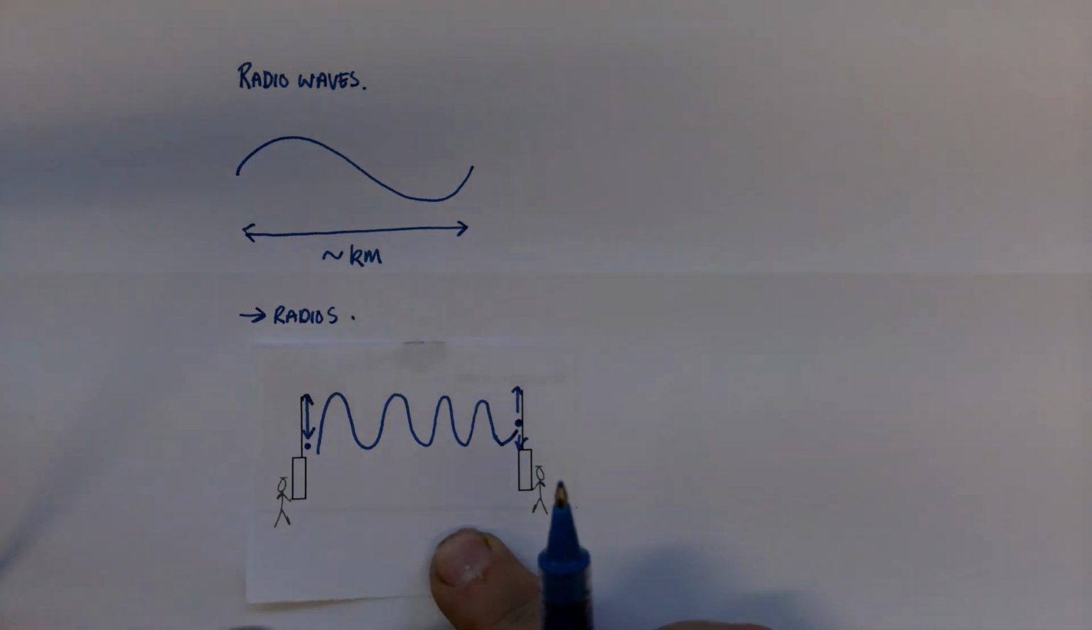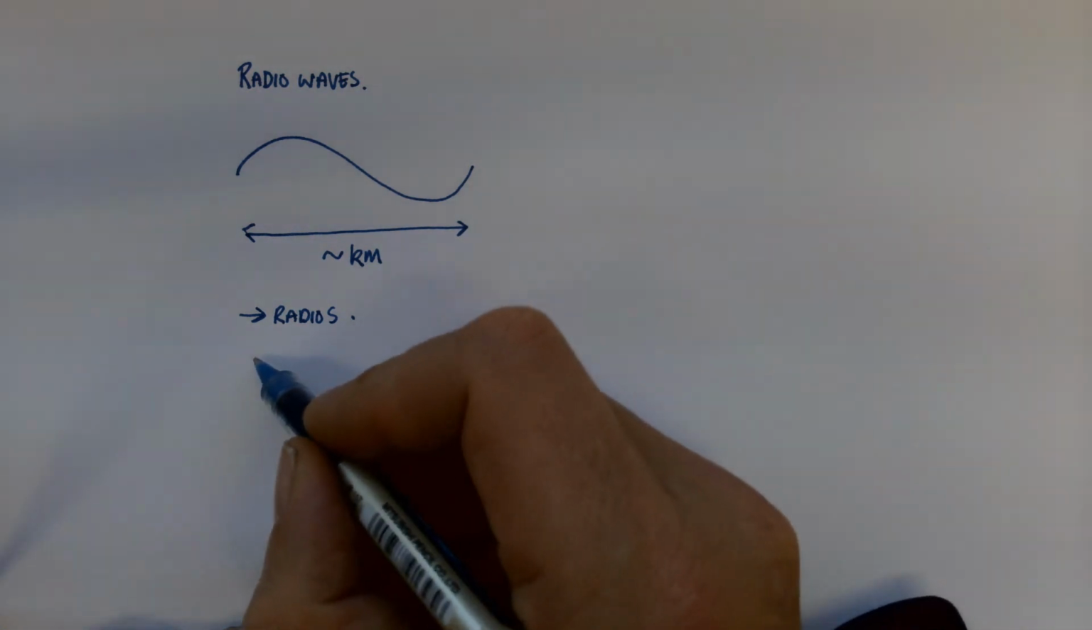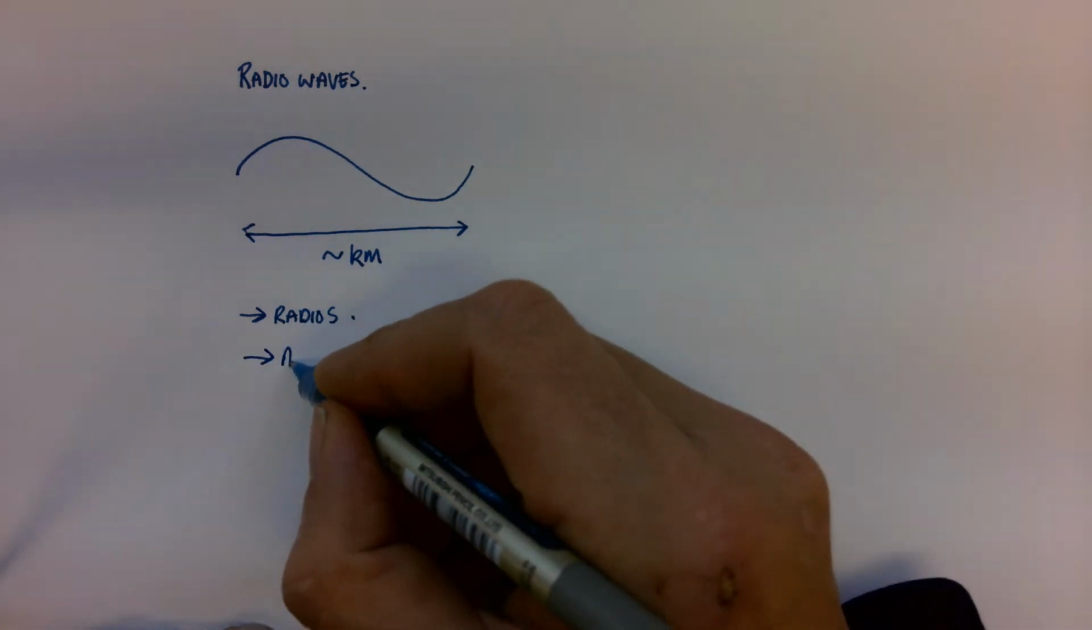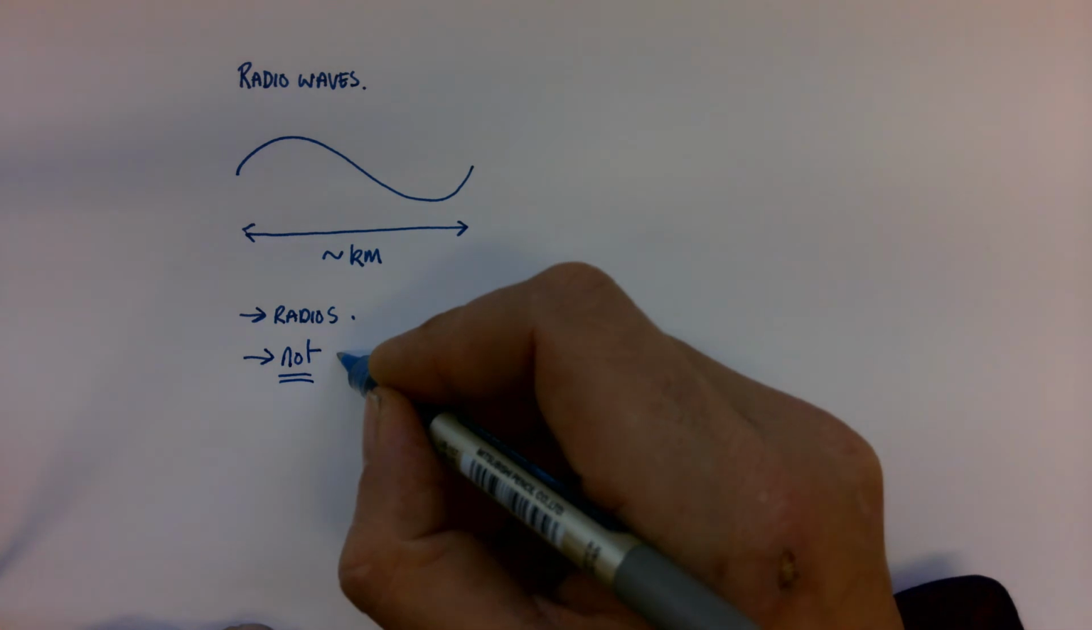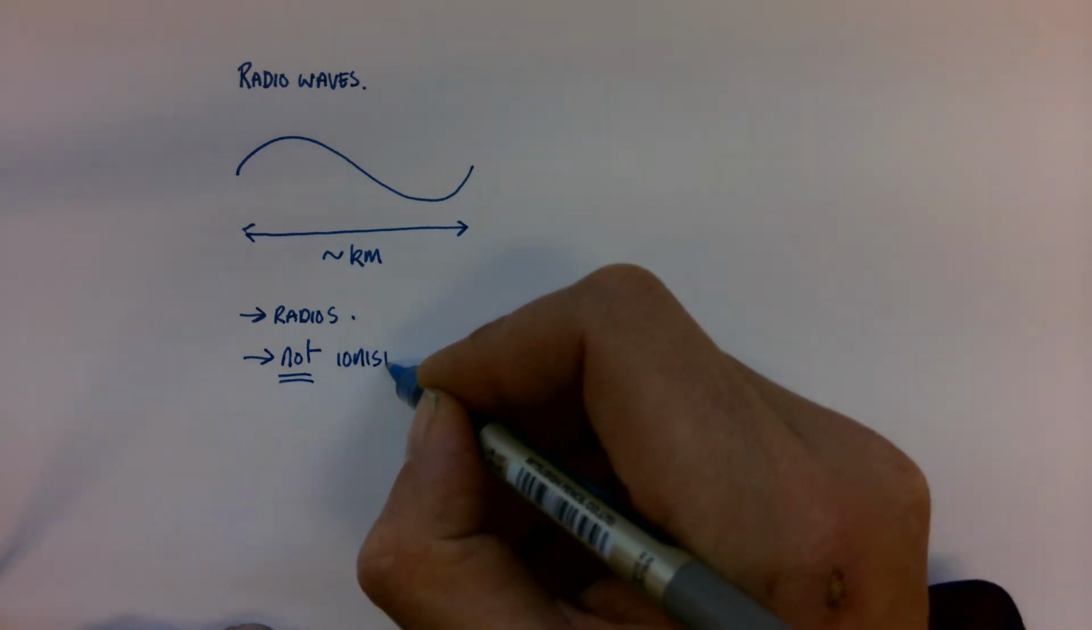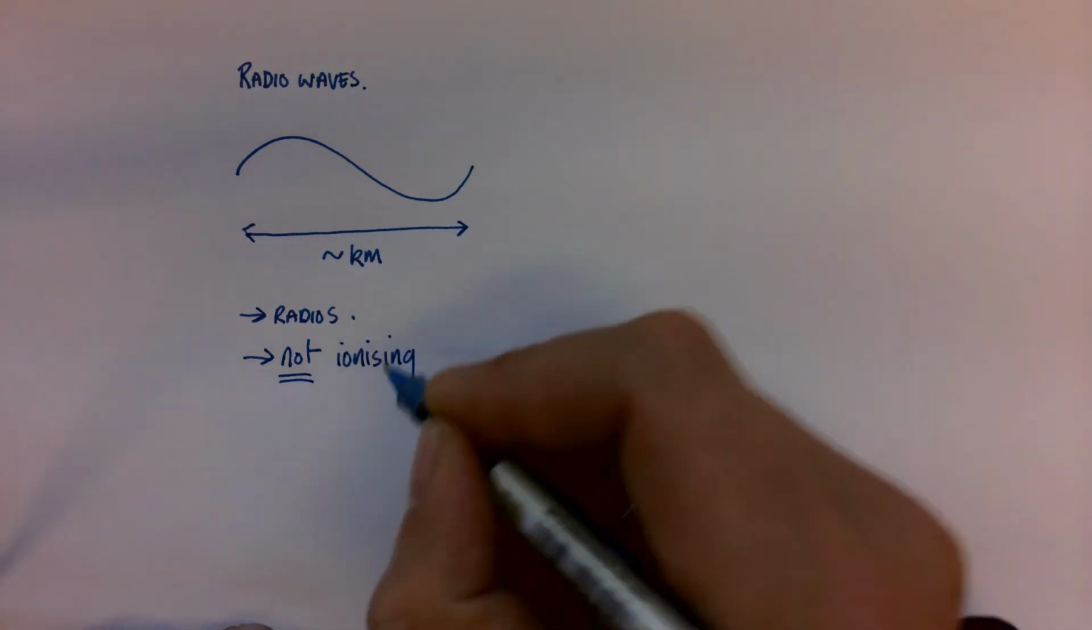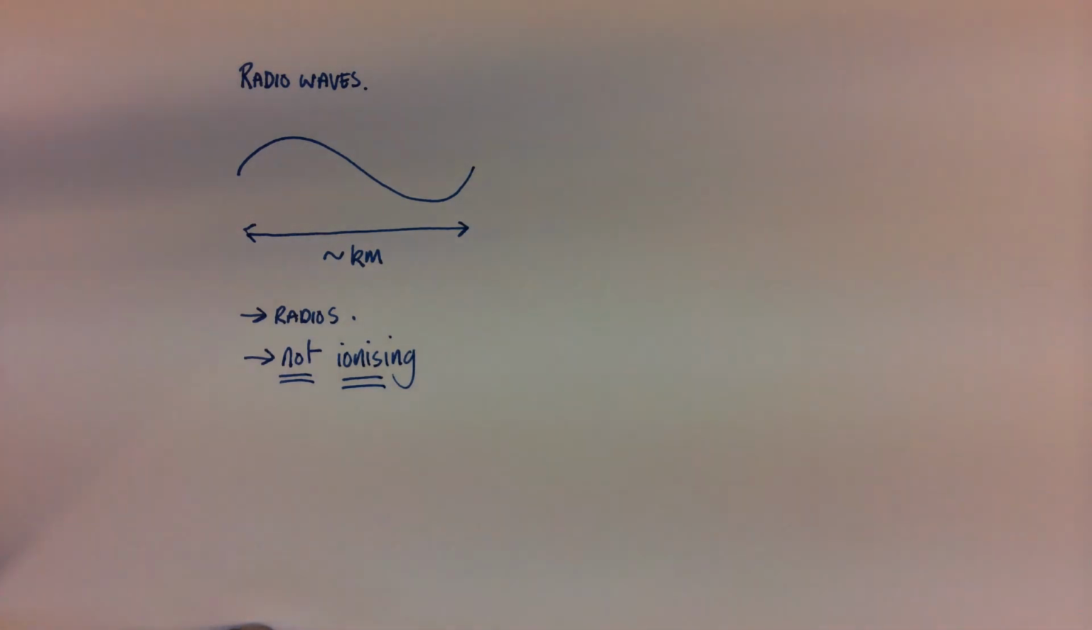Okay, so move that out of the way. A couple of other little facts about radio waves. Well, one is they are not ionizing. Very important. Second thing about the radio waves is that we have to think about how we use them in communications. And I'll talk about that in another little bit.